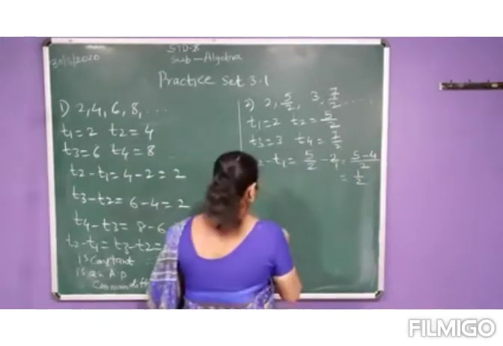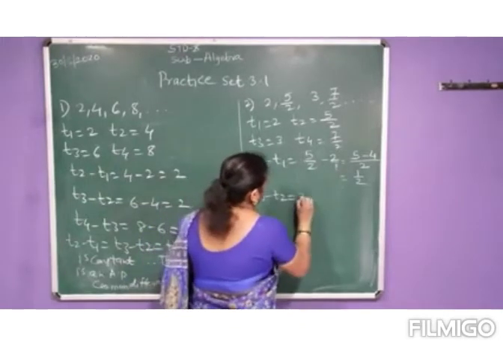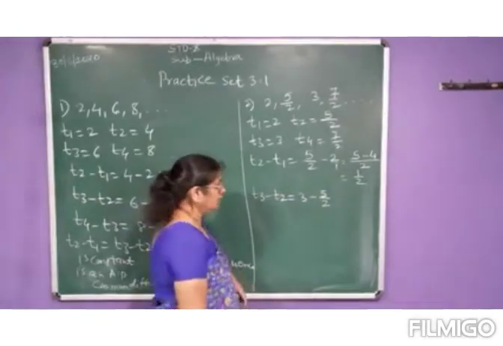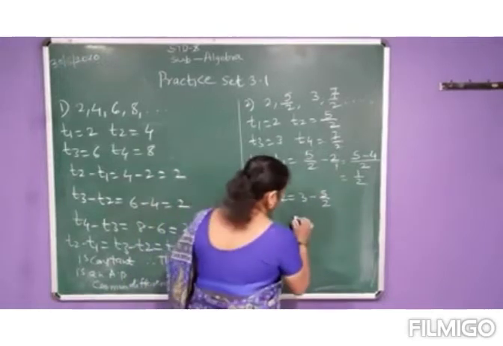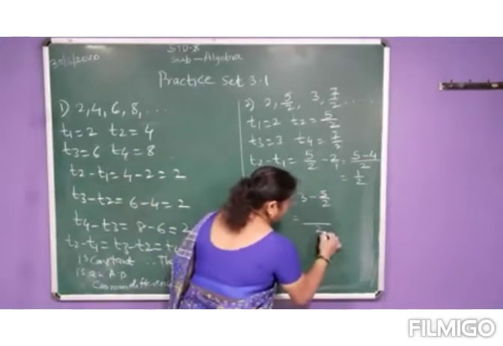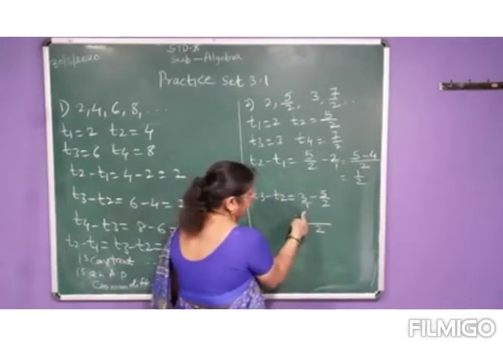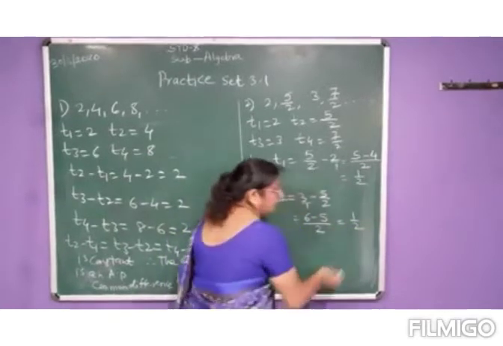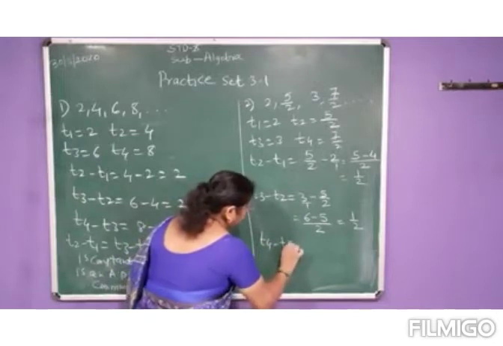So what I will get here? 1 upon 2. Now we will find out T3 minus T2. T3 is 3 minus 5 upon 2. Now again what we will do here? We will make the denominator the same. Here we will consider it as 1. We will multiply by 2. 3 2s are 6, 6 minus 5. So again what I got here? 1 upon 2. Now T4 minus T3.